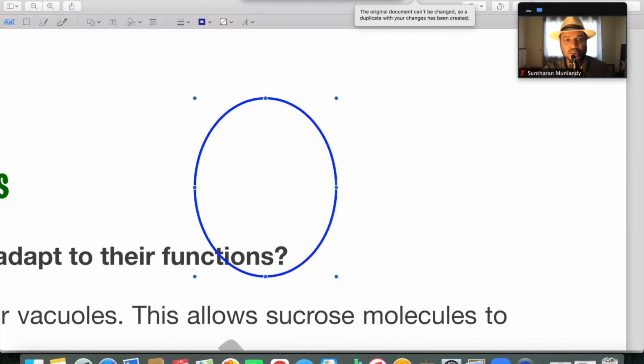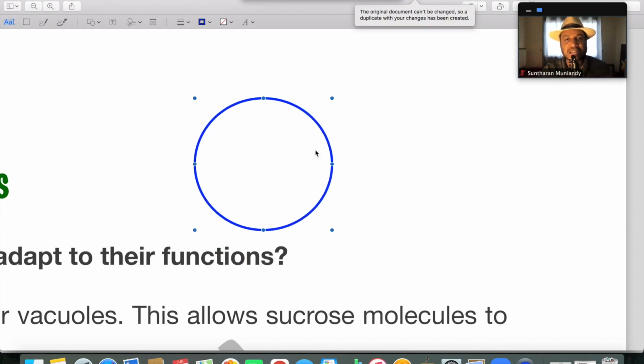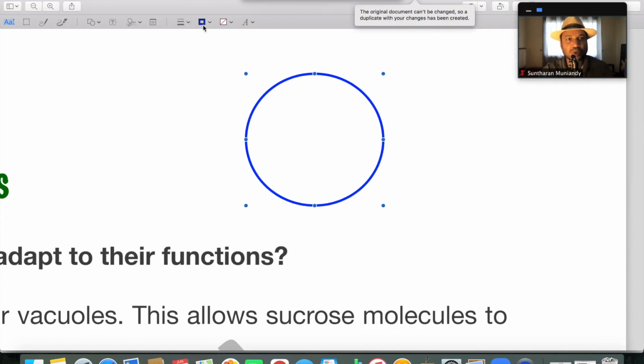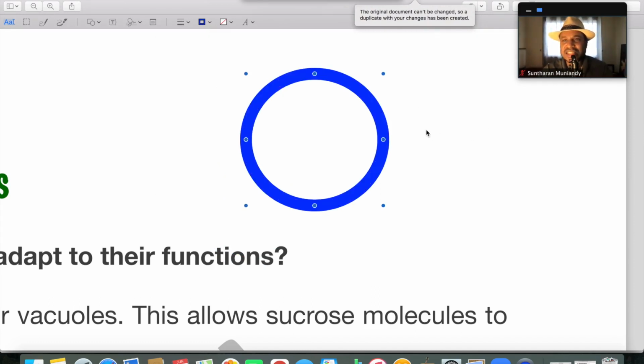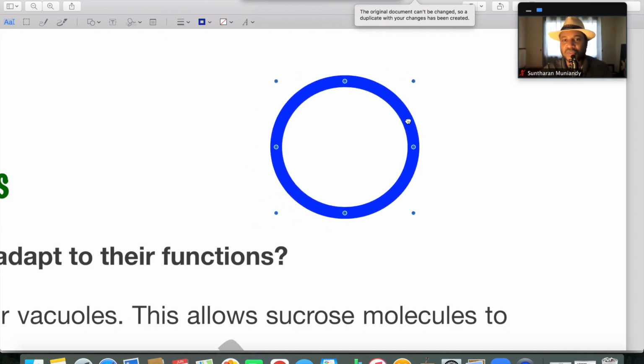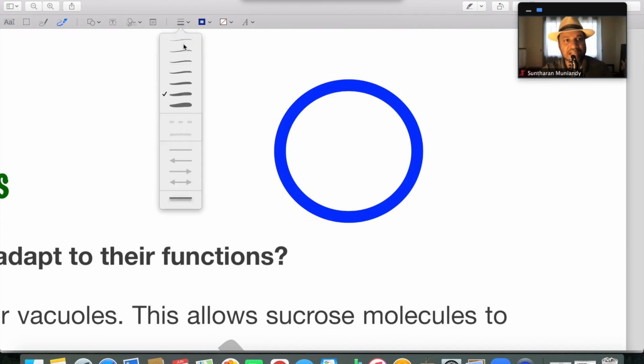I'm going to use different colors to indicate the different types of tissues that make up the structure of the root. The outermost structure is known as the epidermis, the epidermal layer of the root. That is the outermost tissue, which protects the internal tissue of the roots. The root structure also has root hairs. I'm going to draw some root hairs here. These are the root hairs.